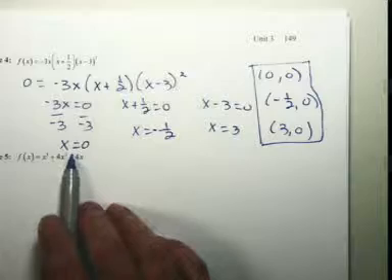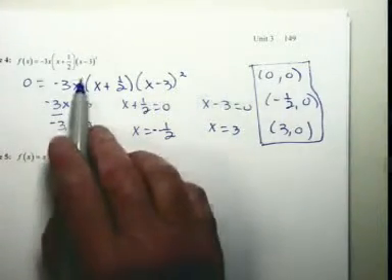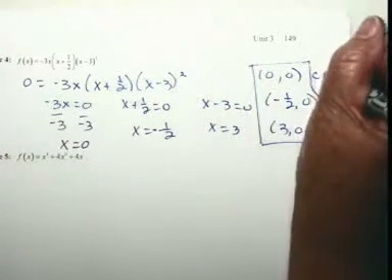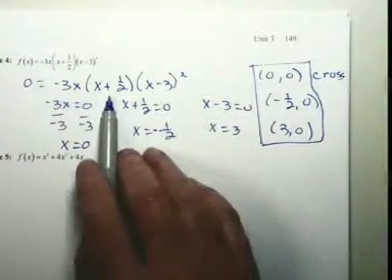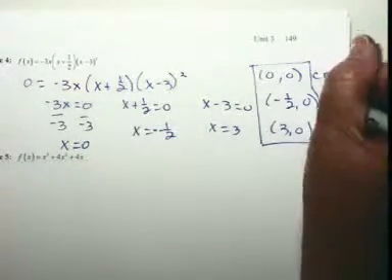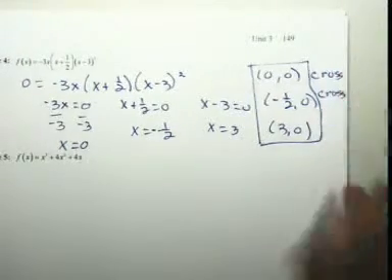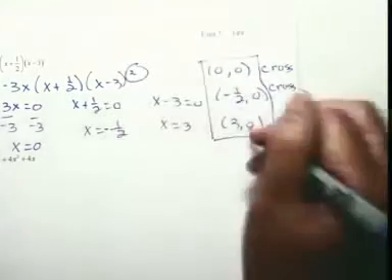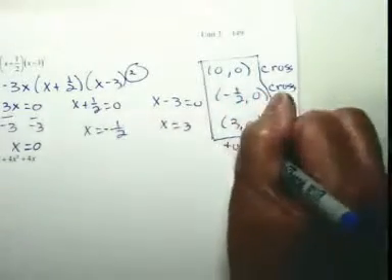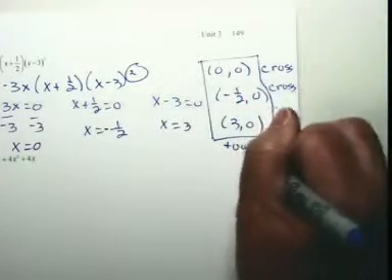You go back up here and look at where you got 0. It occurred 1 time, so you are going to cross. Where you got the 1/2, it occurred 1 time, so you are going to cross. But where you got the 3, if it occurred twice, you have to write touch and turn.